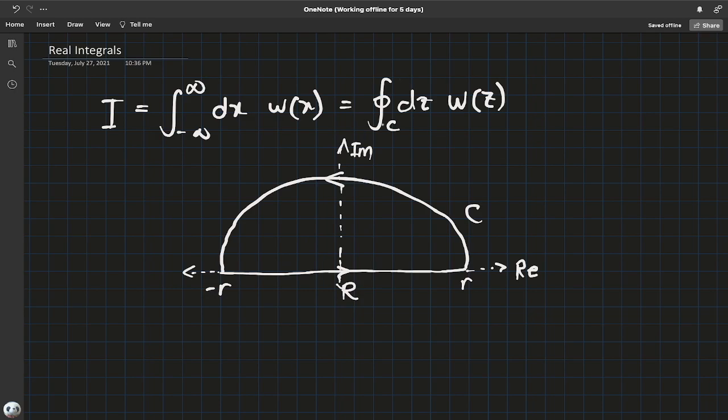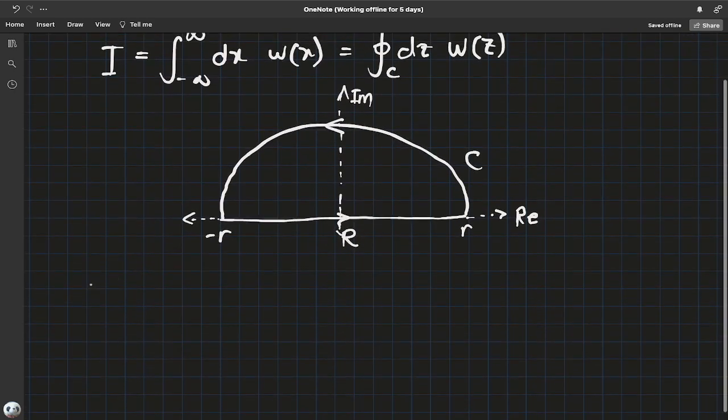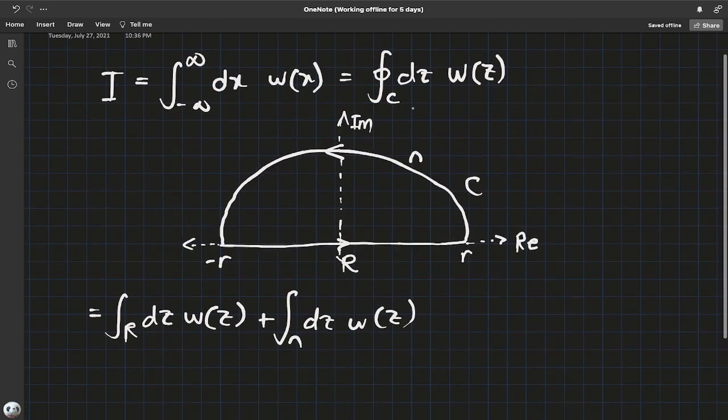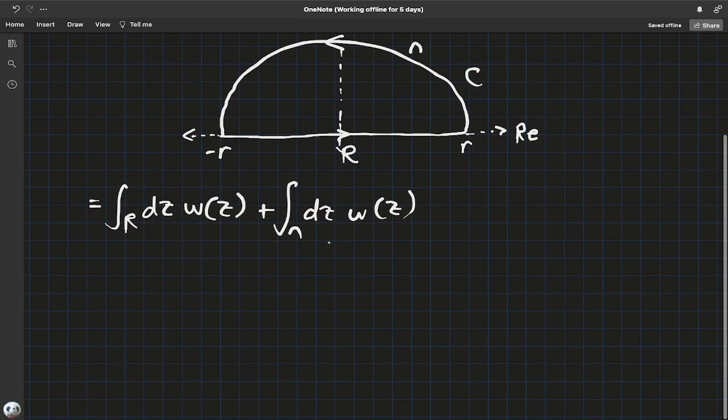Let's write the contour integral equation for this. So we just have the integral over R, this entire segment first, dz w of z, plus this loop part, which is denoted by this sort of arc. So the arc integral dz w of z, that is basically what the contour integral around C will be.